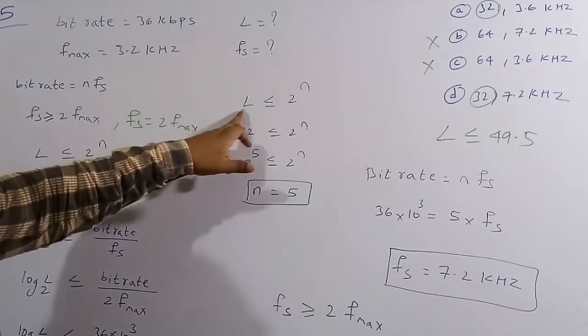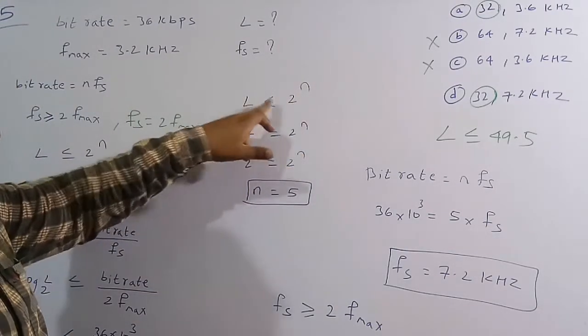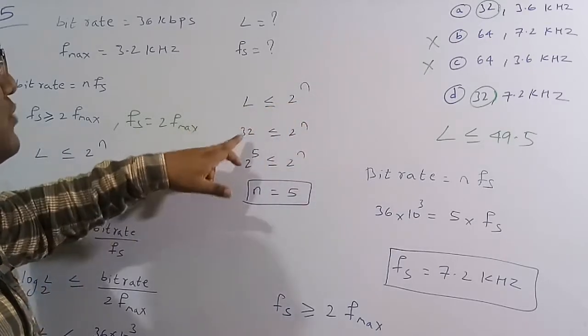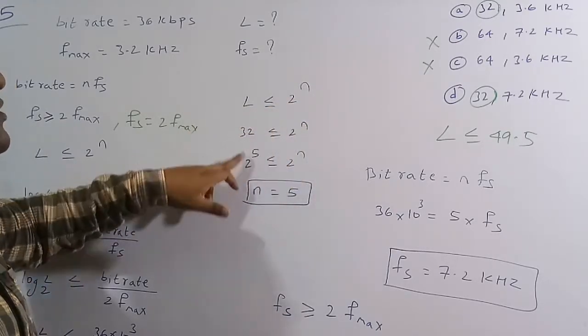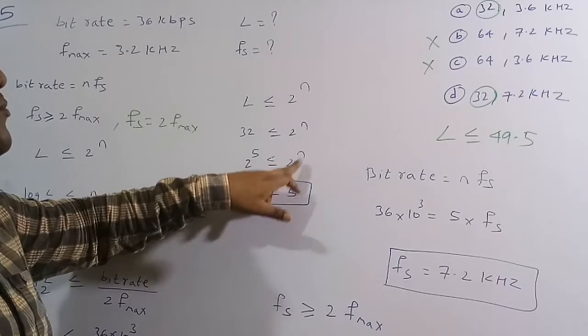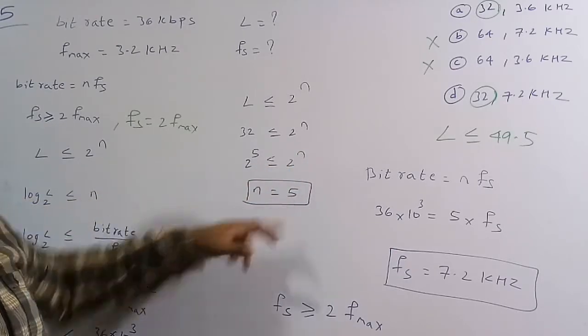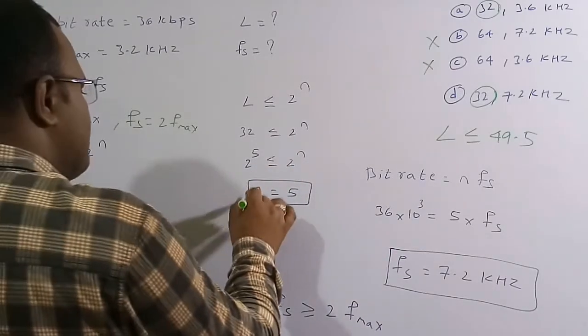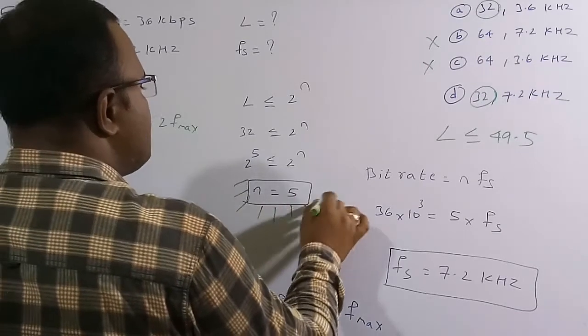So L is less than or equal to 2 to the power of n. L is equal to 32, and 32 means 2 to the power of 5, less than or equal to 2 to the power of n. So n is nothing but 5. The number of bits per sample we have got is 5.